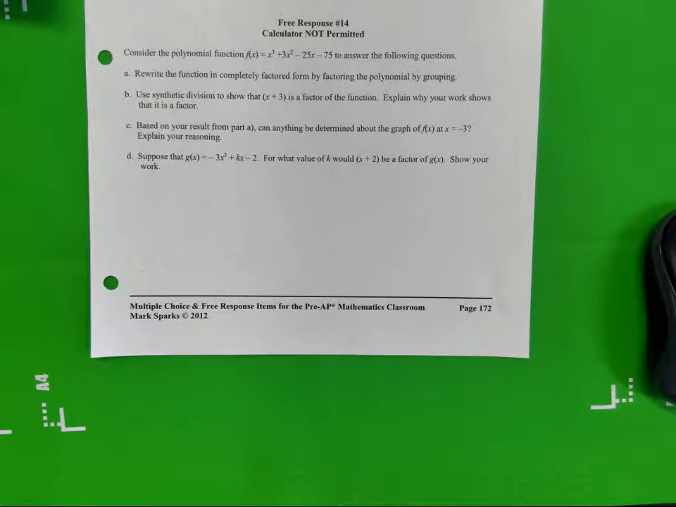C, it says based on your result from part B, can you tell anything about x equals negative 3? Well, if x plus 3 does turn out to be a factor, then x equals negative 3 is a zero, isn't it? Does that make sense? You see how that question ties a lot together? Do you think you'll have something like that on your test? That's what I'm reviewing.